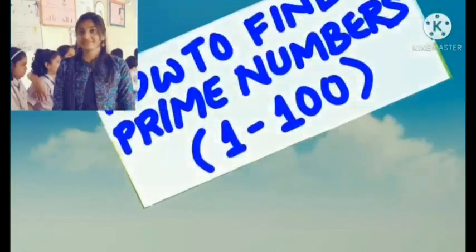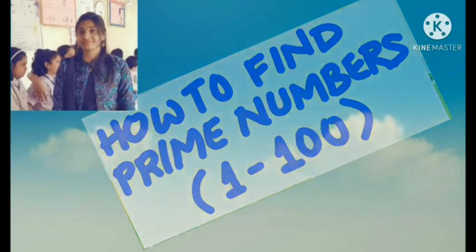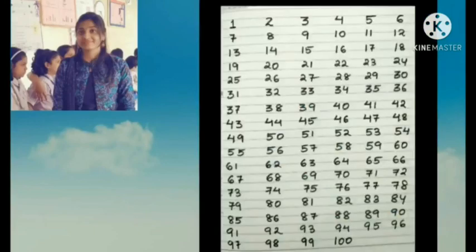How to find prime numbers from 1 to 100 in a very easy way. So first of all, we need to arrange the numbers 1 to 100 in a very systematic way.